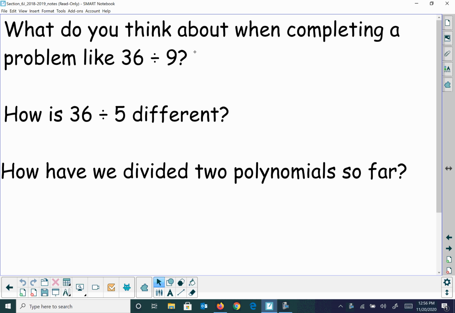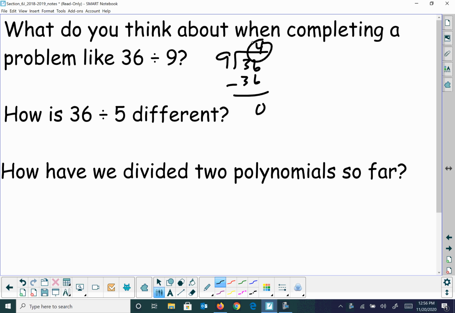So when you see this kind of problem, you know that this is just 9 into 36, which goes 4 times, and you get 36, right? So your answer is 4.